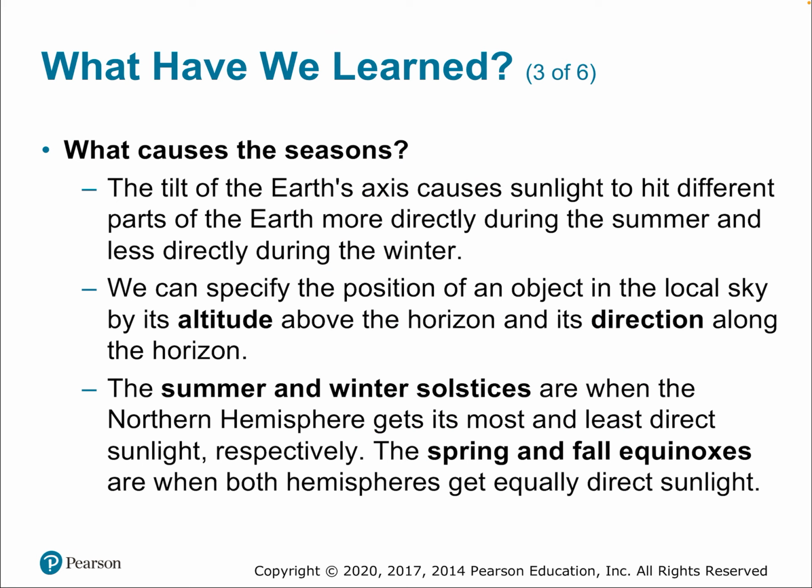We can specify the positions of an object in the local sky by its altitude above the horizon and its direction along the horizon. Okay, well, why are we pointing this out? Because we've said this before. Well, that's so important for the sun, right? The sun's highest point in the sky on particular days of the year. The summer and winter solstices are when the northern hemisphere gets its most and least direct sunlight, respectively. Okay? The spring and fall equinoxes are when both hemispheres get equally direct sunlight.